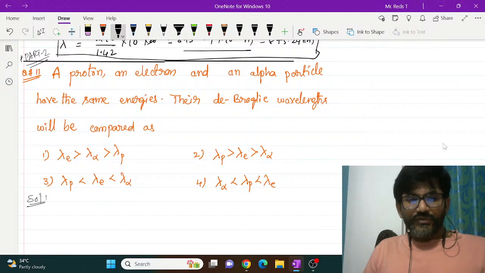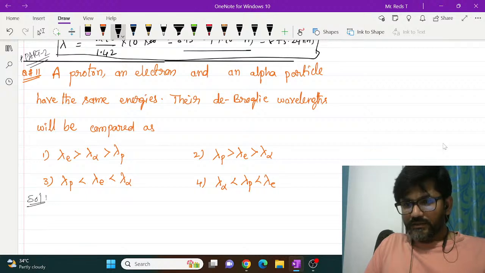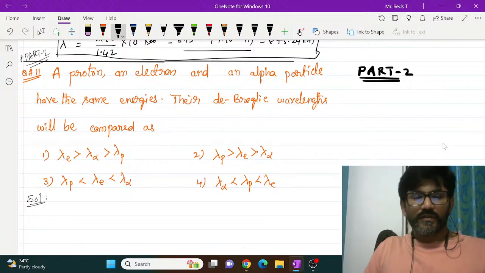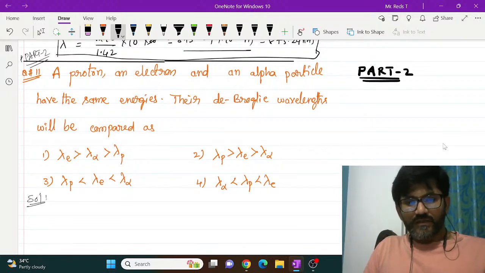Yes guys, so today we will discuss a few more questions from the 9th April morning session physics paper. So we are taking this as part 2. In part 1, we discussed a few questions. In part 2 also we will discuss nearly 9 to 10 questions, or if possible a little more, or if not, a little less also.